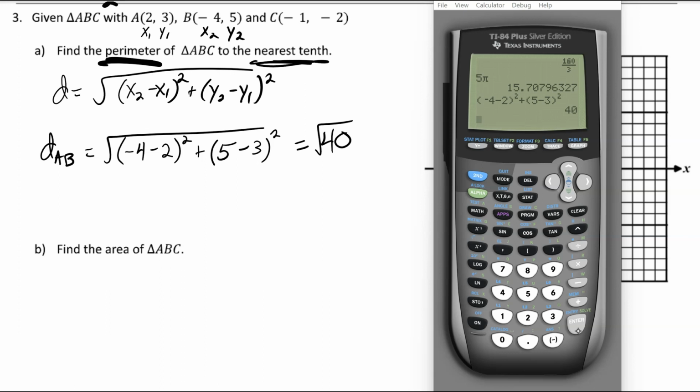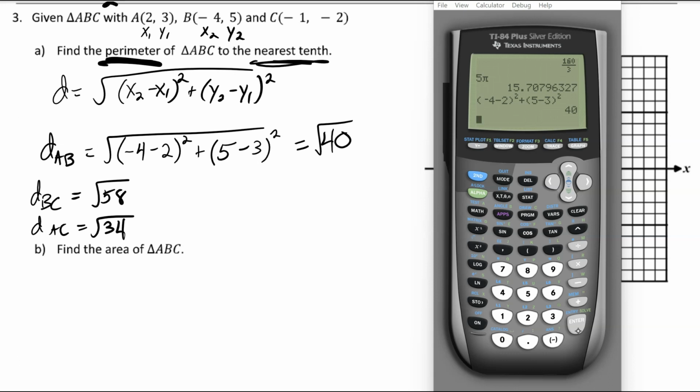Now, if you use the distance formula for the other sides, which, the process is exactly the same, just with different points, you'll find that the distance between B and C is radical 58, and the distance between A and C is radical 34.